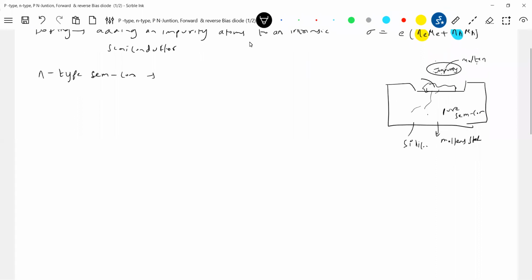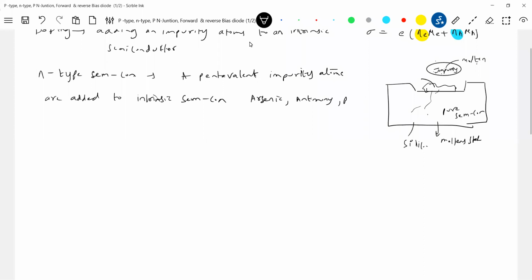So for this, what we do, a pentavalent impurity atom is added to an intrinsic semiconductor. What are pentavalent impurity atoms? Like we have arsenic, antimony, and phosphorus. These are added to a pure semiconductor. What is the pure semiconductor? Either germanium or silicon.